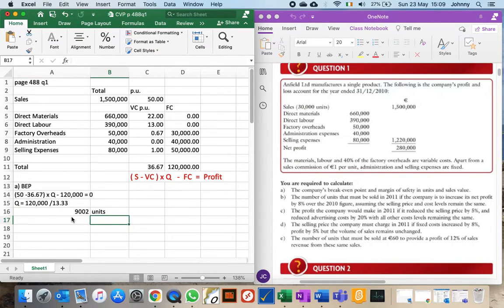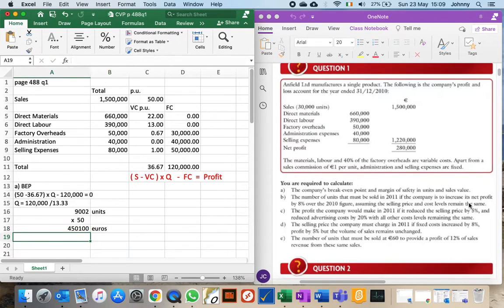Okay, so now I'm doing my break-even point in units. I need to turn that into sales value. So I'm going to multiply that then by my sales price, so times 50. Okay, so that gives me euros, and that's my sales value.